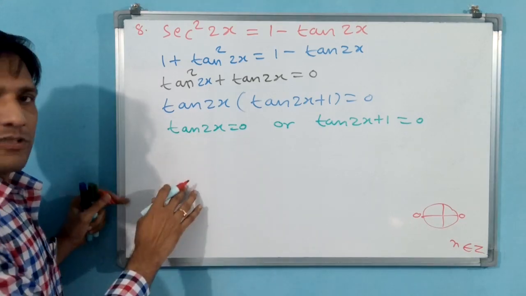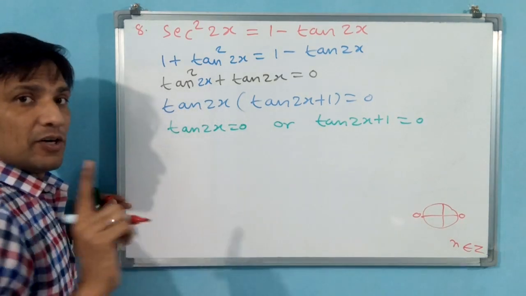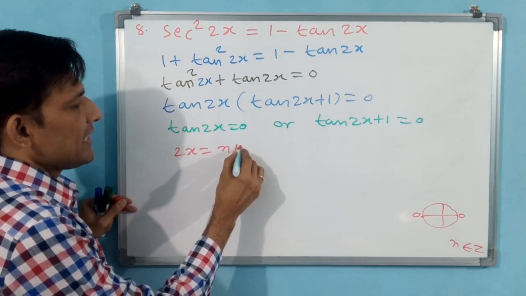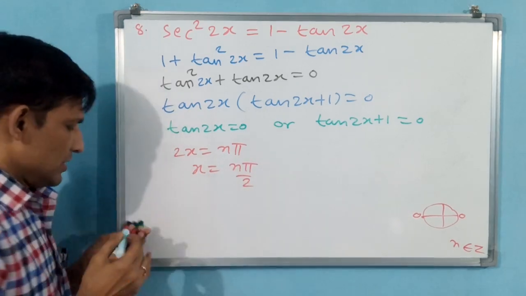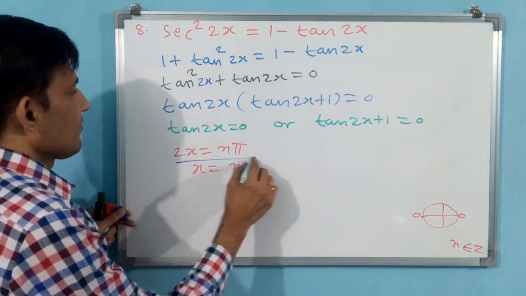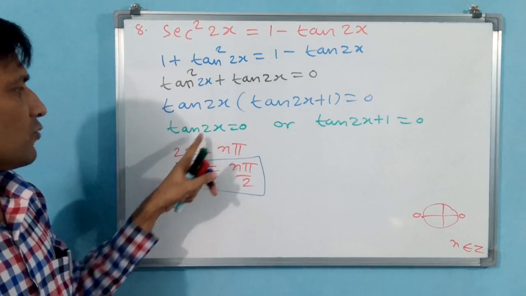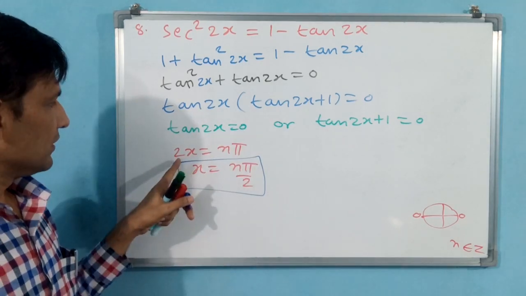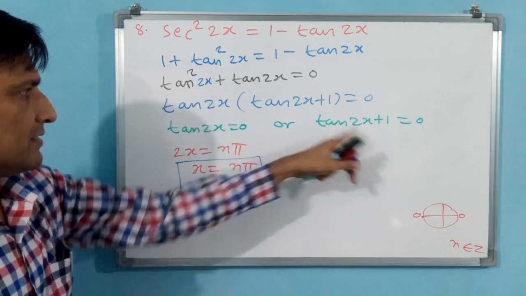Tan 2x is equal to 0 means what you have to write? 2x is equal to n pi you have to write. Don't write x is equal to n pi. 2x is equal to n pi, so x is equal to n pi by 2. This will be the answer for one side. You understand? 2x is there, 2x is equal to n pi. Why n pi? Because 0. X is equal to directly n pi by 2. This is the answer this side. This side we will see.